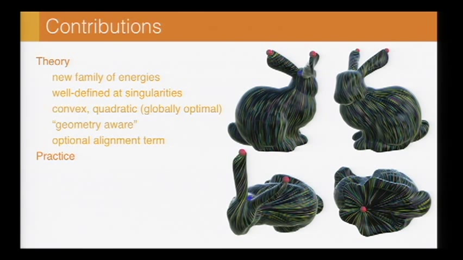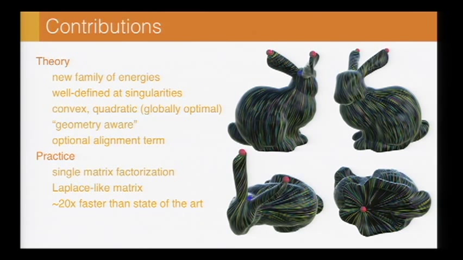On the practical side, this boils down to just factoring a single sparse matrix using something that looks very much like the usual cotan-Laplace matrix. And what this means is we get an algorithm that's about 20 times faster than the state of the art in practice. Not only that, but we get solutions that are smoother than the state of the art. And when I say smoother here, I really mean smoother as measured by the traditional angle-based energy that everybody else is using.